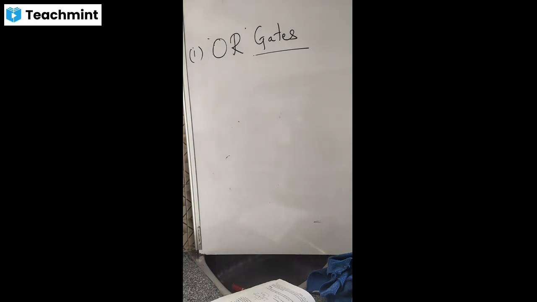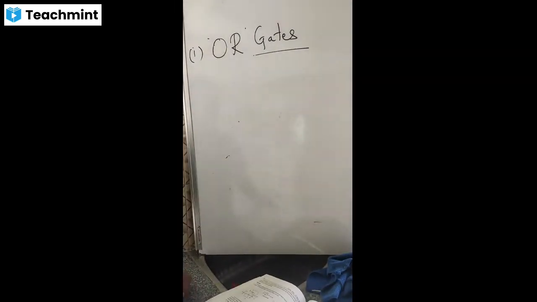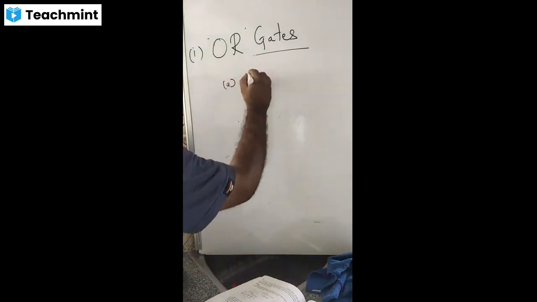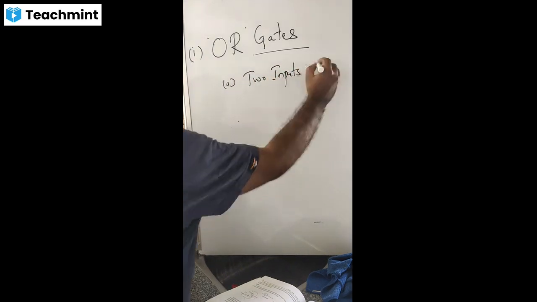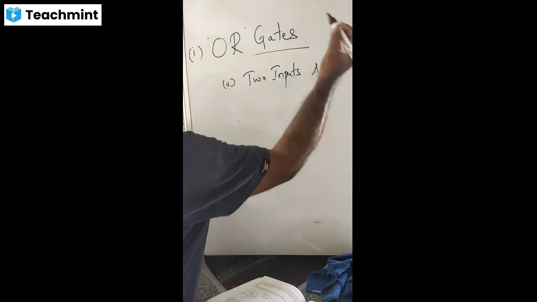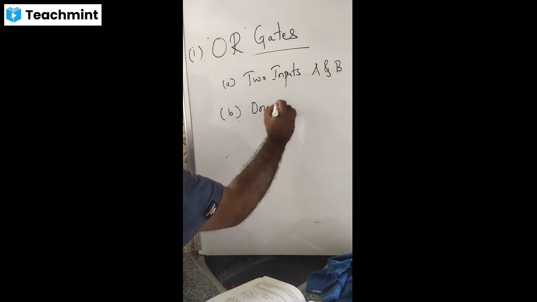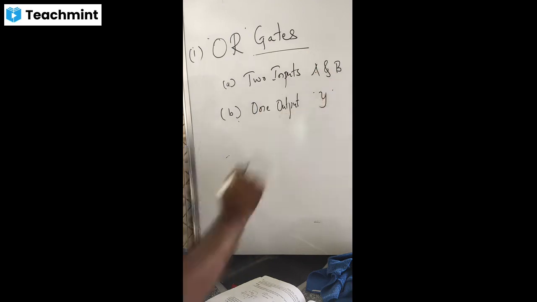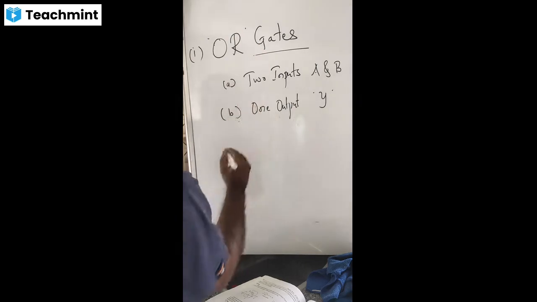So we are going to study the OR gate. The OR gate is going to have two inputs, A and B, and one output, that is Y.